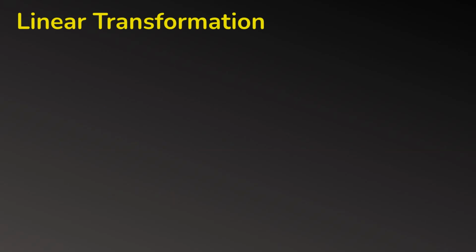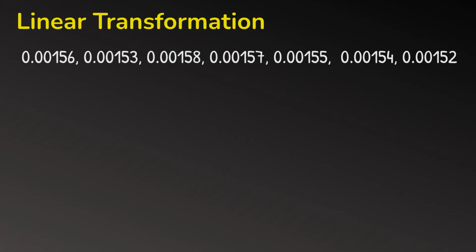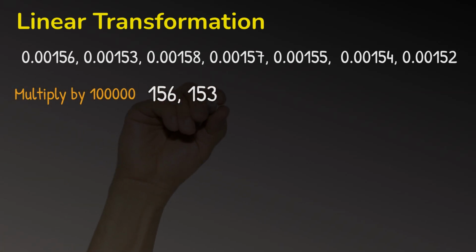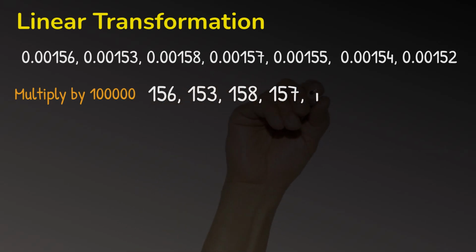So next, let's talk about linear transformation. And this is used when the numbers are a bit more complicated. For instance, in this data set below, all of these numbers here are decimal fractions. So in this case, it would be much easier, and we're less likely to make a mistake, if all the numbers are above 0, if we can move the decimal point in each number. Well, if we multiply every number by 100,000, then we get 156, 153, 158, etc.